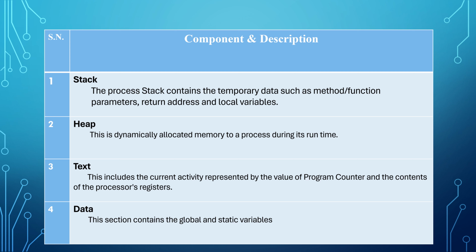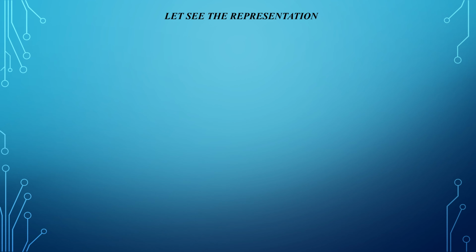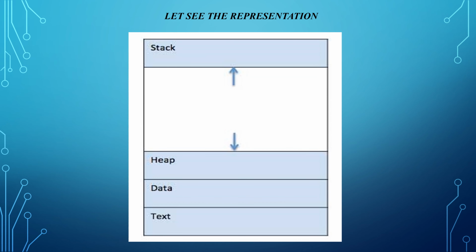Next, third one is state. This indicates the current activity, represented by the value of the program counter and the contents of the process registers. Fourth one, the last one, data. This section contains the global and static variables. Let us see the representation of a process, like stack, heap, and data sections in a process.